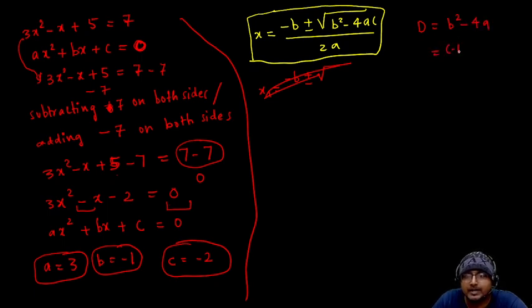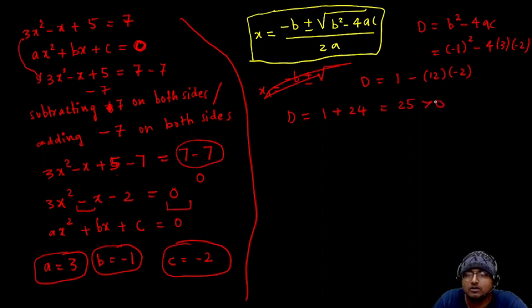So let us find the D value. b square is minus 1 the whole square, minus 4ac, 4 into a which is 3, into c which is minus 2. So we will get D is equal to: minus 1 whole square is 1, minus 4 into 3 is 12, so 12 into minus 2, we will get D is equal to 1 plus 24. So we will get 25 as D. So it is greater than 0, so two real solutions we will get. So D is equal to 25 we got.